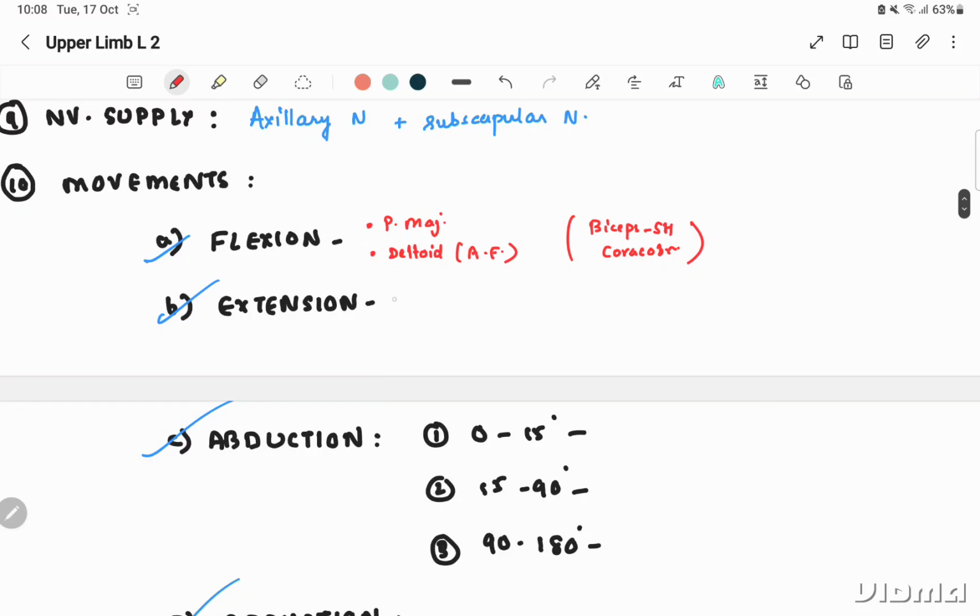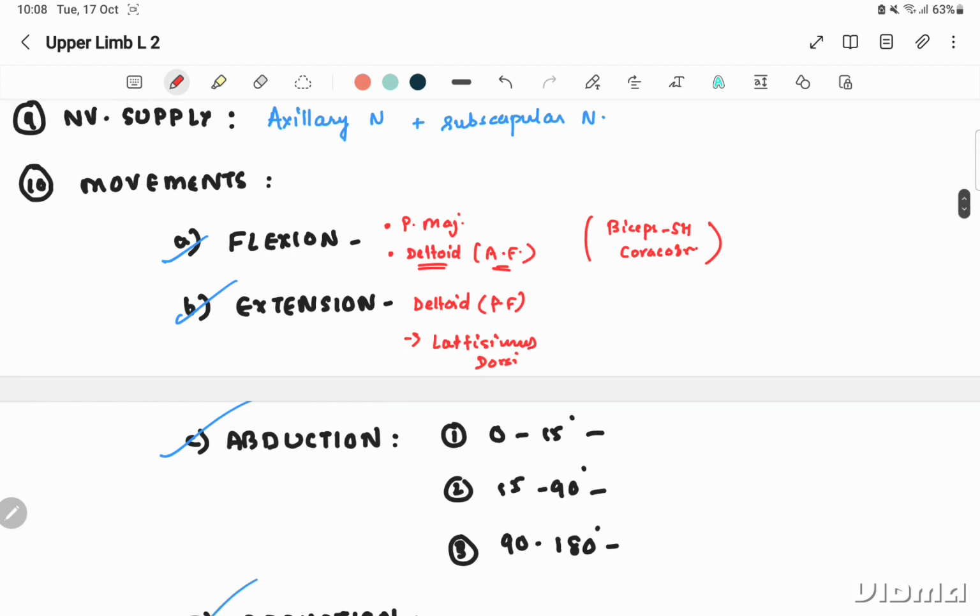Then we have extension. In flexion, the anterior fibers of deltoid were there, so in extension we have the posterior fibers of deltoid and a muscle called latissimus dorsi. And the accessory muscles are the long head of triceps and teres major. These two muscles also help in the extension. So you have to just visualize the action of these muscles. You have the origin and insertion, so we just have to see how the muscle will contract and what it will do in the shoulder joint.